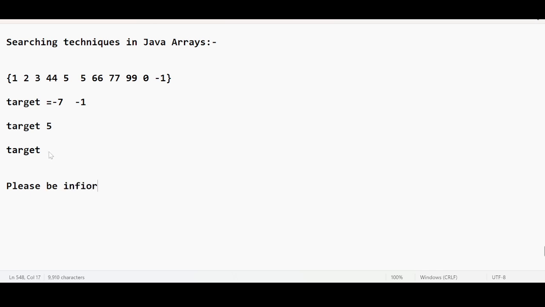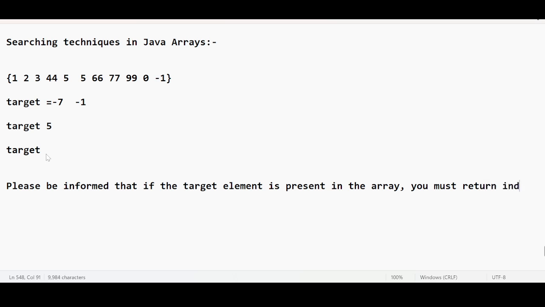Please be informed that if the target element is present in the array, you must return its index number. Else, you should return minus 1. Minus 1 signifies that the target value is not there inside the given array. How can we write a program for this?